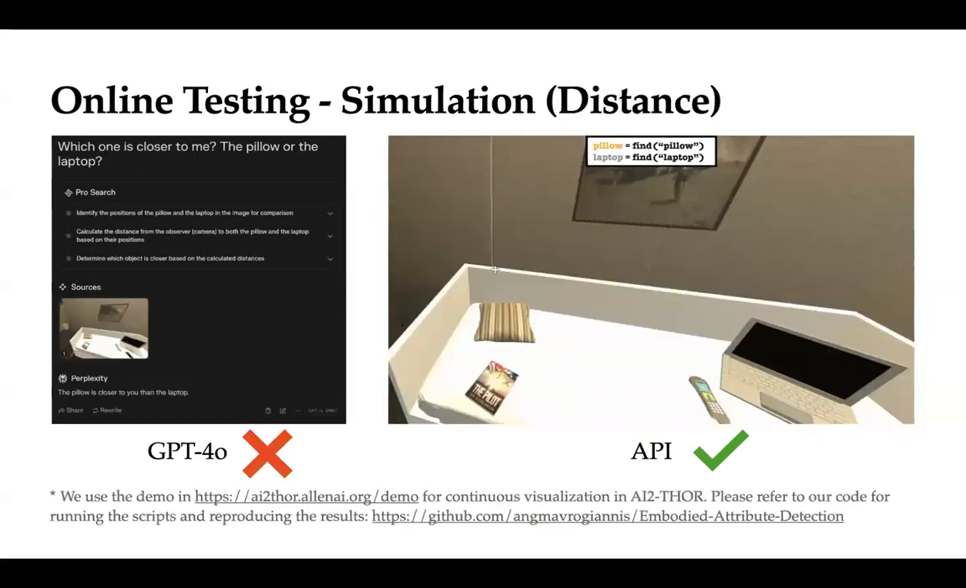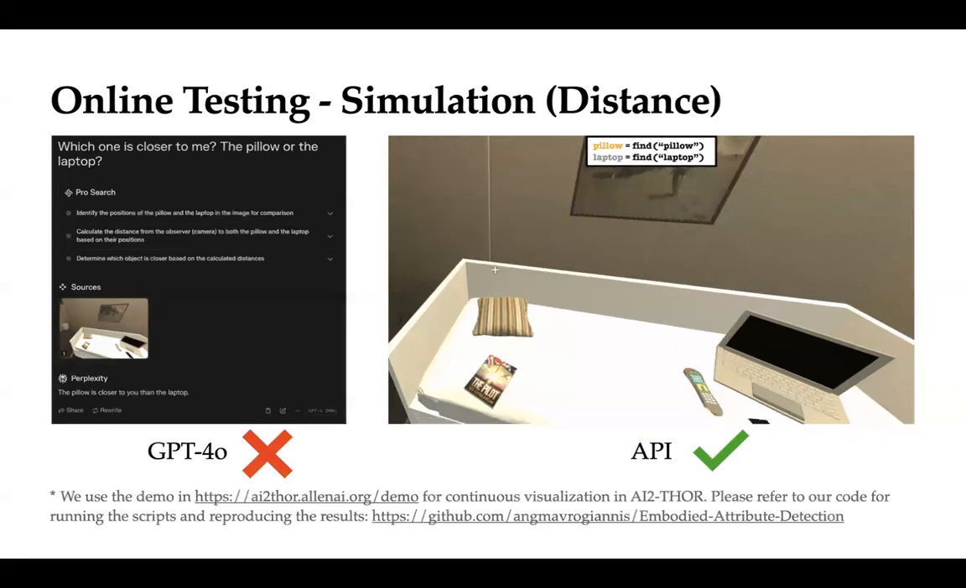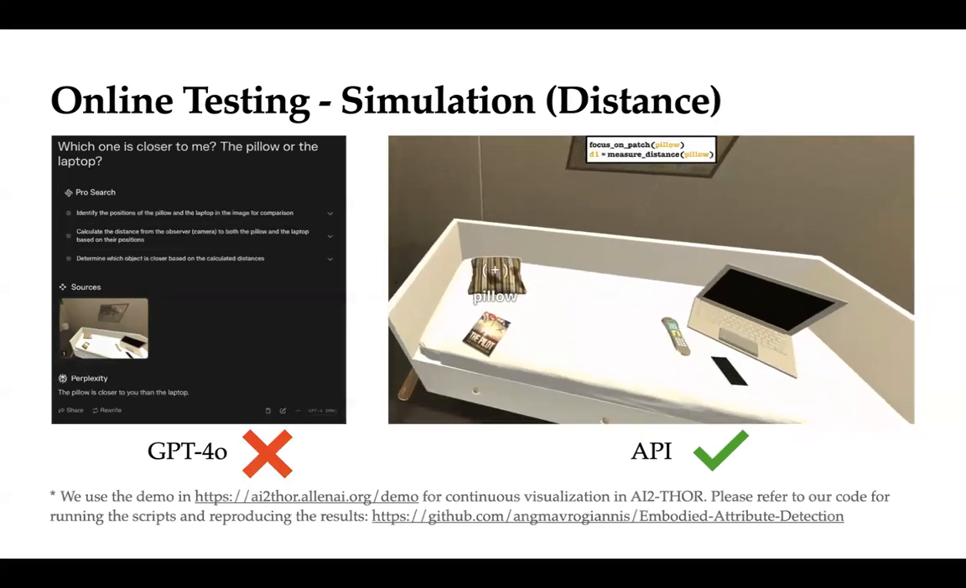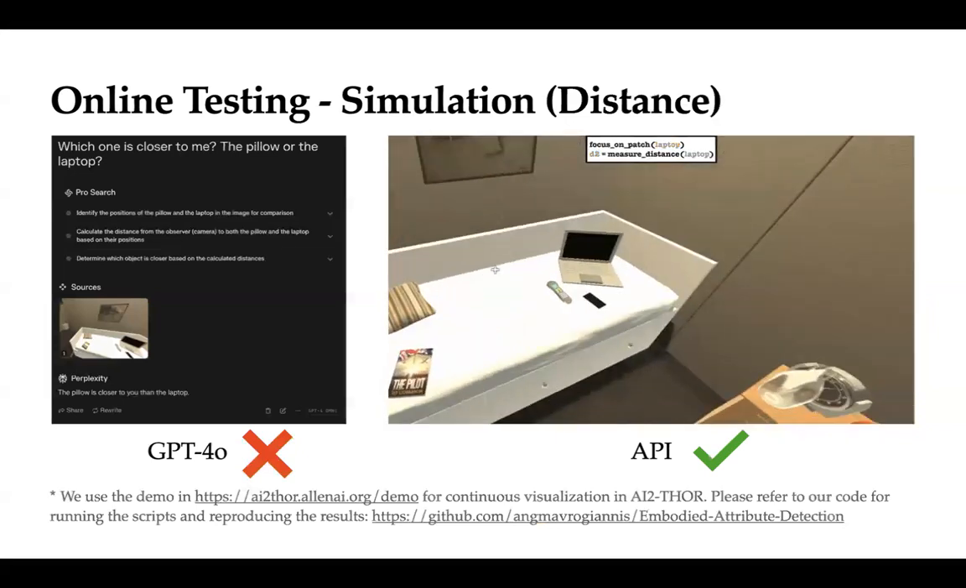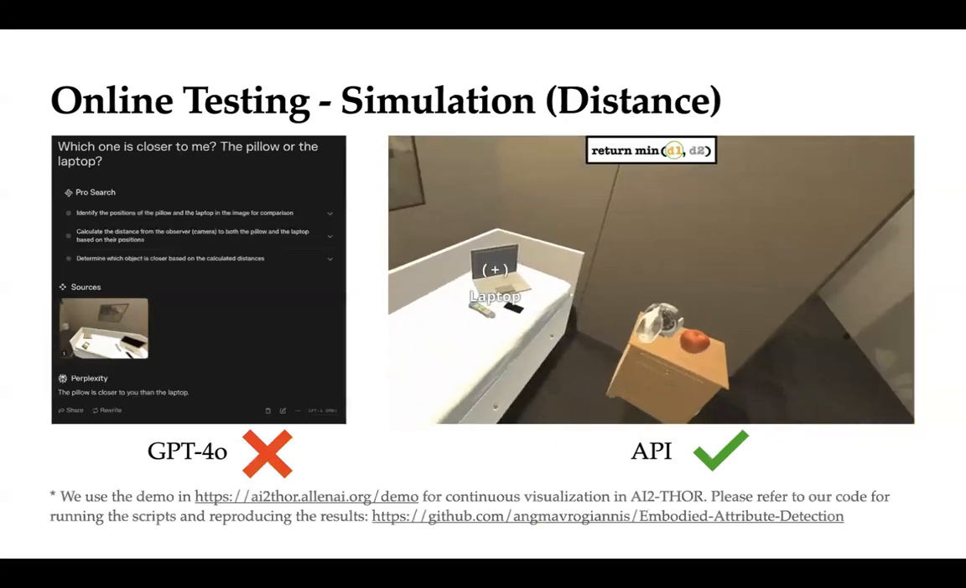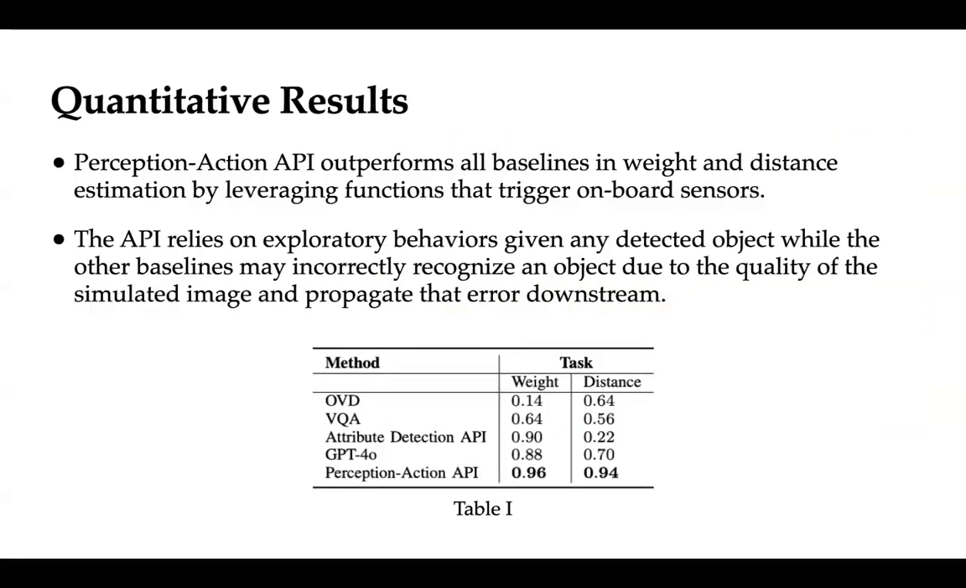In the distance estimation task, the robot has to identify which object is closer to its camera. We use the question which one is closer to me, followed by the objects in question. We compare GPT-4o, which yields the correct answer, with the active perception behavior invoked by our API. Quantitative evaluation shows that the perception action API outperforms all baselines.